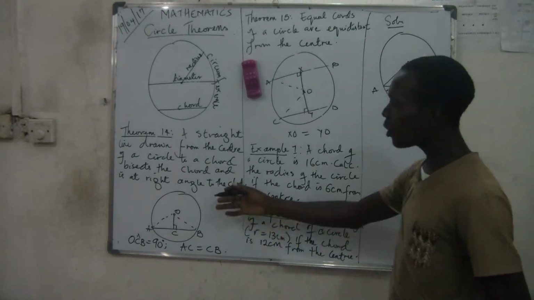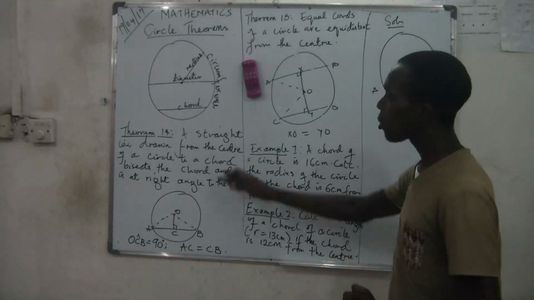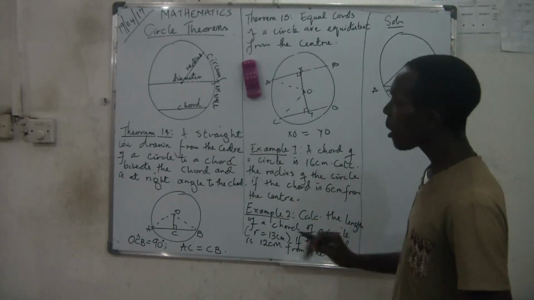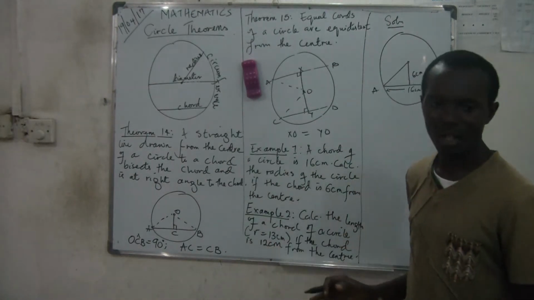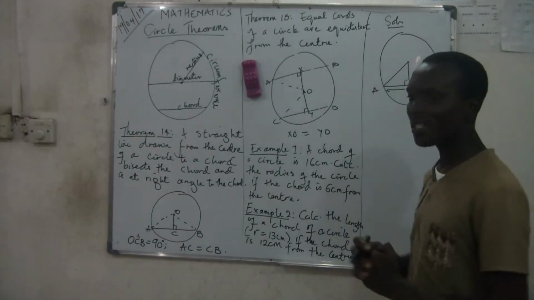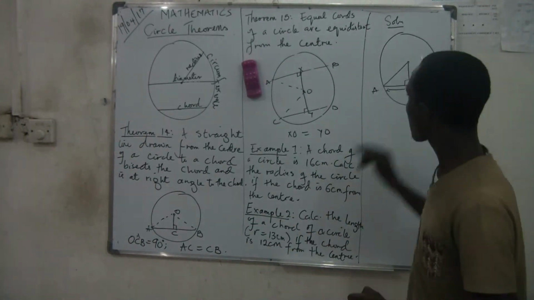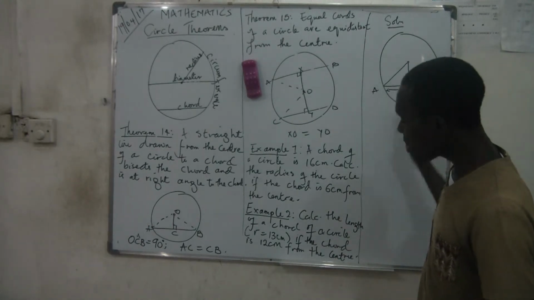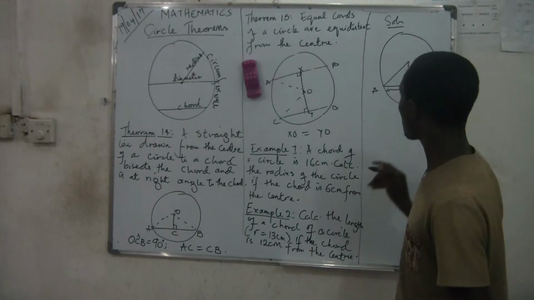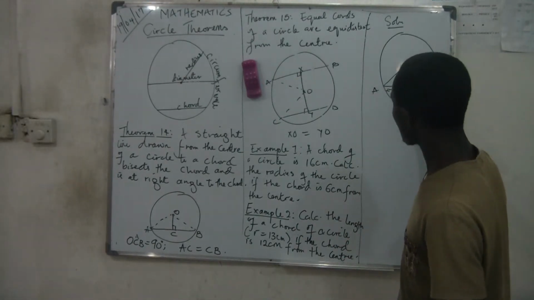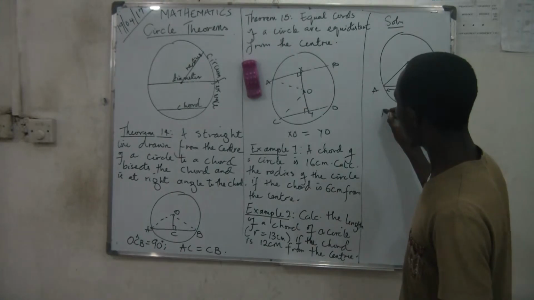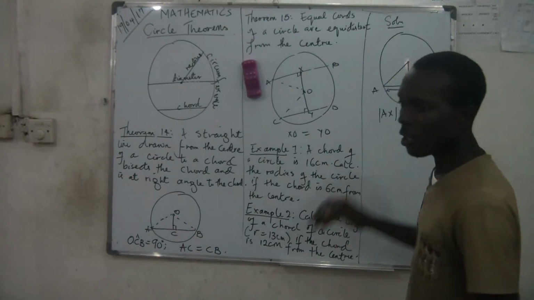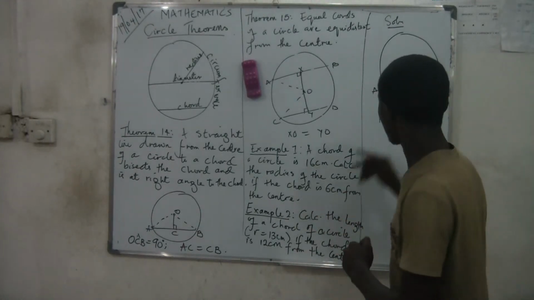Now if we make reference back to theorem 14, theorem 14 says that a straight line drawn from the center of a circle to a chord bisects the chord and is at right angle. So here, this is a right angle. And a right angle is an angle that has one side of it at 90 degrees. So if this is a right angle and this straight line bisects the chord, then we can say that, let us call this point X, the line AX is equal to 8 centimeters, because half of 16 is 8.